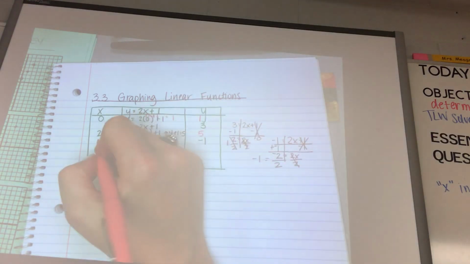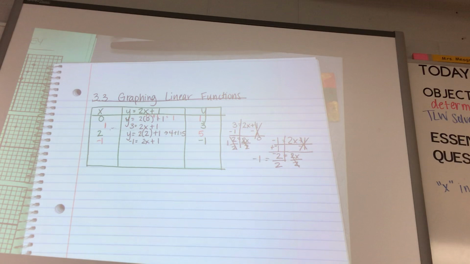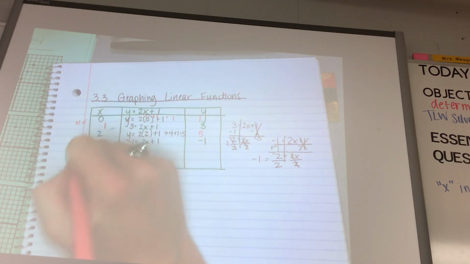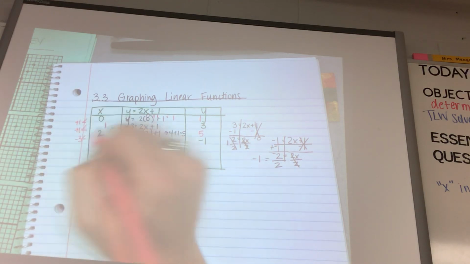So let's look at our chart. We should be able to tell from the previous night's lesson what a linear function is. It gives you a pattern, okay? So let's look at over here. We have plus 1, and then minus 3. This is not a pattern. So this is not linear, okay?